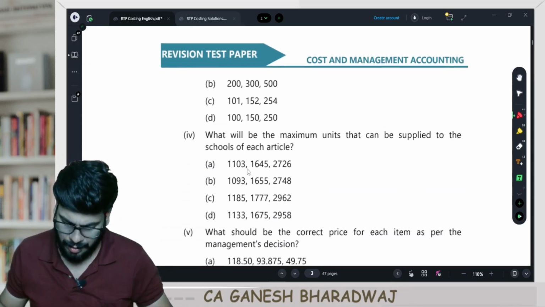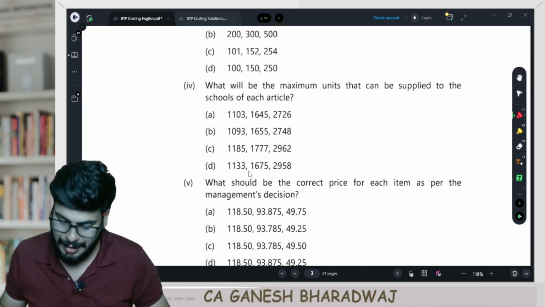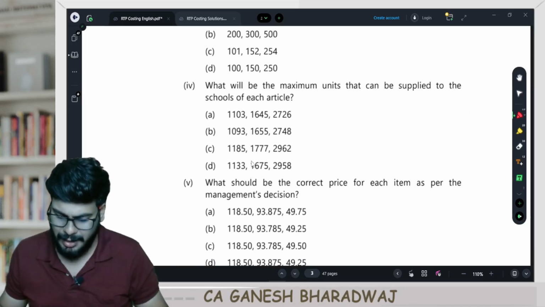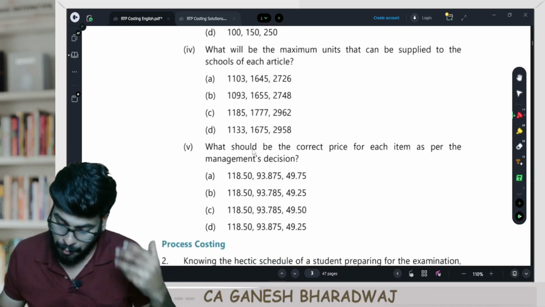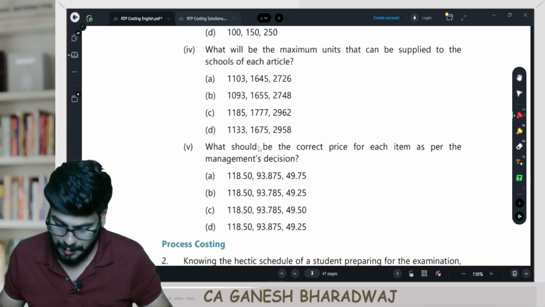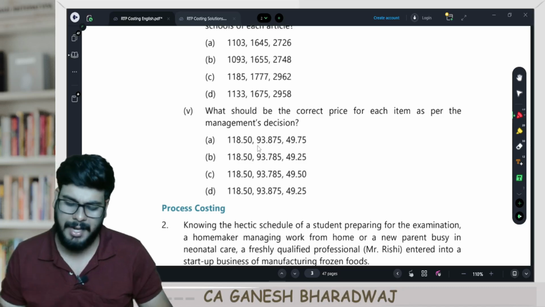Fine, let's go to the fourth one. What will be the maximum units that can be supplied to the schools of each article? So they are asking for some maximum number of units. Maybe if we read the question, we'll be getting more understanding about this part. Then what should be the correct price for each item as per the management's decision?